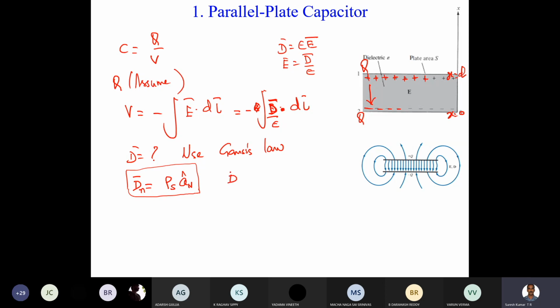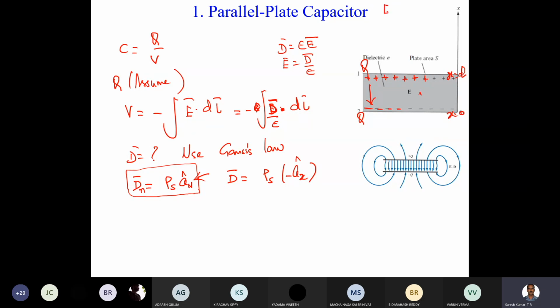Now we can generalize. For this problem, if you take any point in between the two plates, the D vector is rho s. Rho s is the surface charge density on the top plate or bottom plate, whichever you take. If you take the top, it has positive charges, so the direction of electric flux is in the negative direction, minus a x. Do you understand how I am writing this? This is from the boundary condition equation.